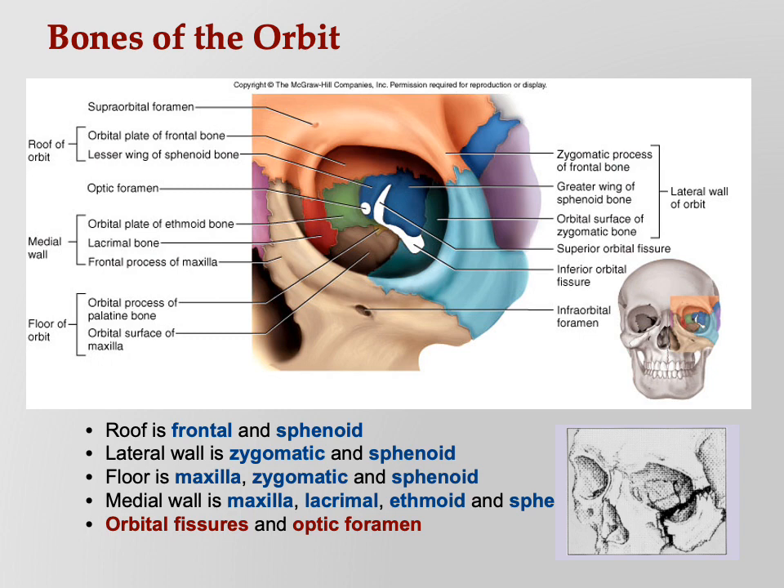You can see here, by the way, the orbital fissures and the optic foramen. See, the orbital fissure is that kind of slanted crack, and the optic foramen is a little round hole. But a fractured orbit is actually serious.